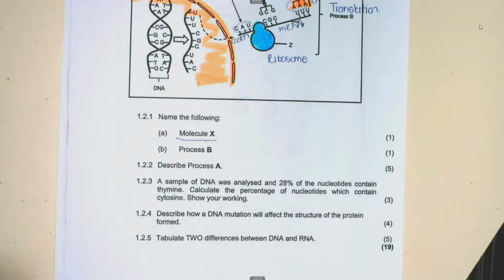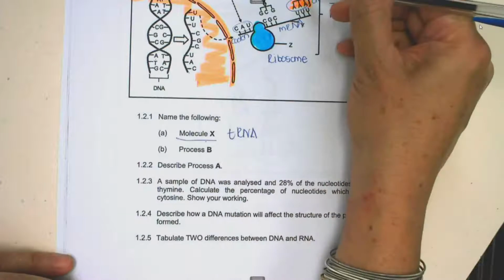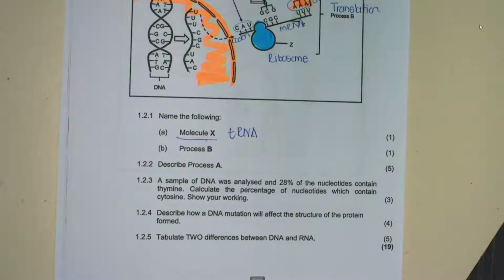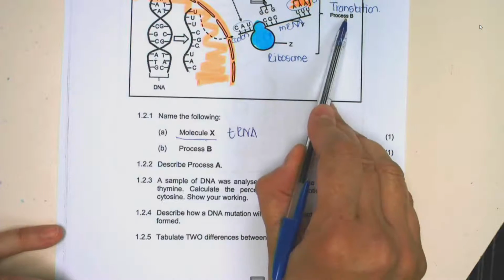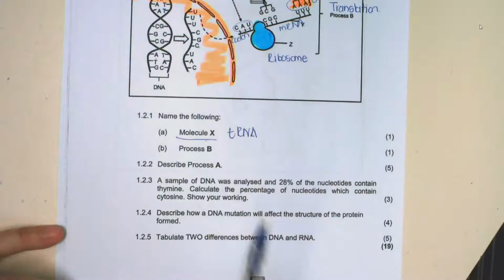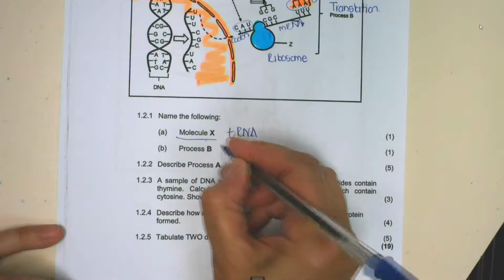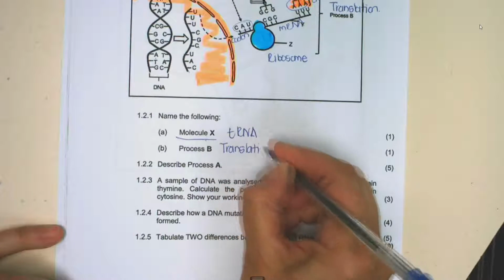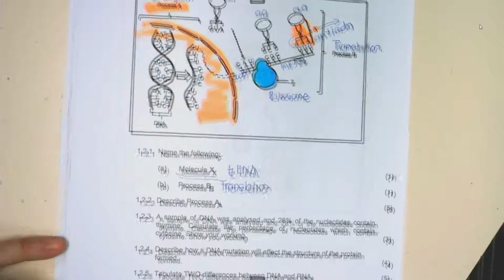And what do we call that molecule? That is tRNA. It's bringing the amino acid, so it's tRNA. Okay? Then the next one, process. So there I have a process and there I have a process. Okay? So process B will be translation. And now I don't confuse myself by stressing and wondering what is happening. I must already have sorted myself out there at the top.